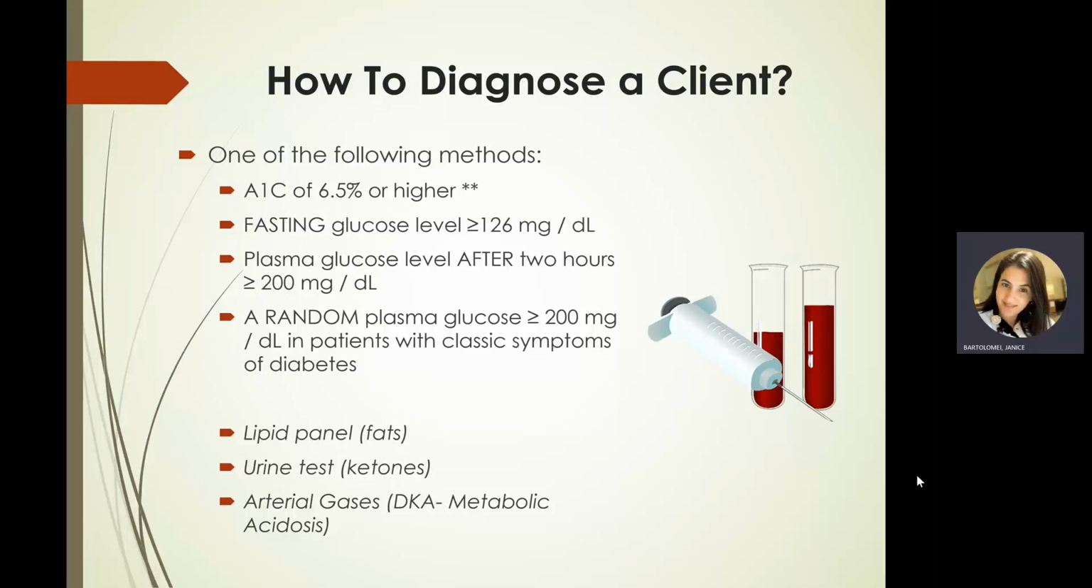In addition, they'll take lipid panels just to see how your cholesterol is doing and your triglycerides. They might take a blood gas just to see if maybe you're in DKA. And we're going to learn about what DKA is, but it's a metabolic acidosis imbalance. And then they could do a urine sample to test for ketones.